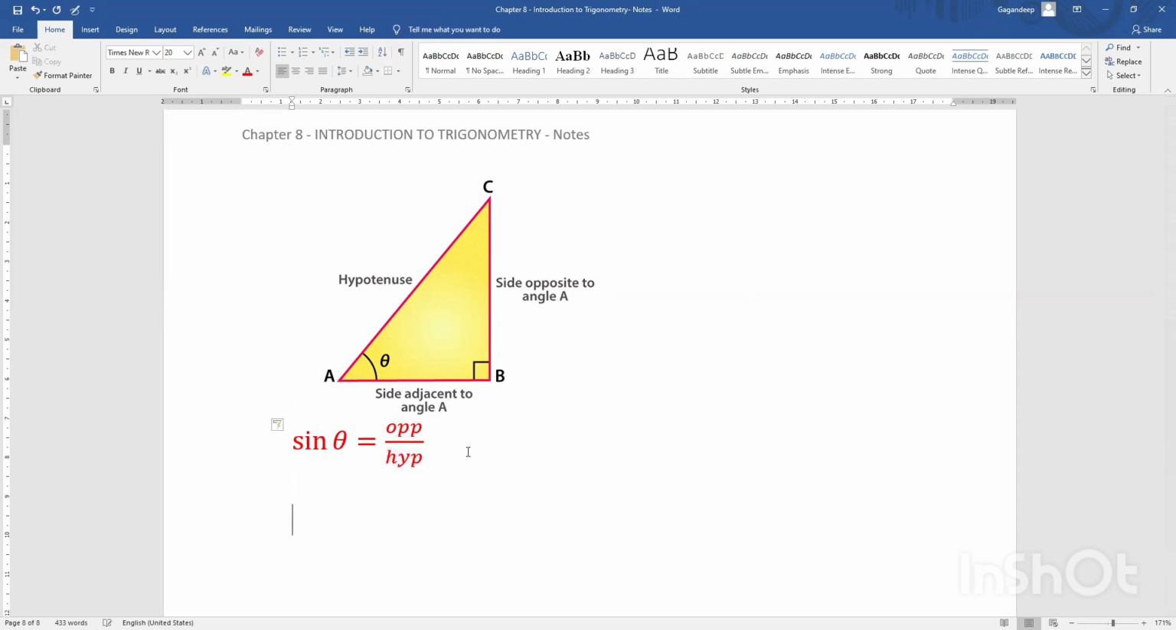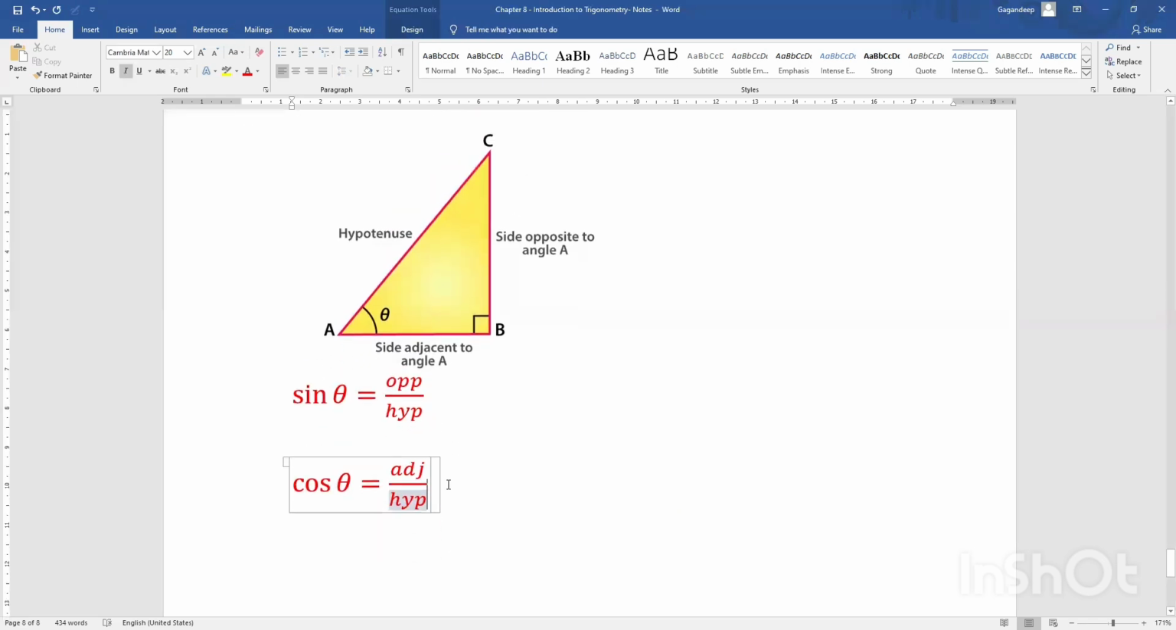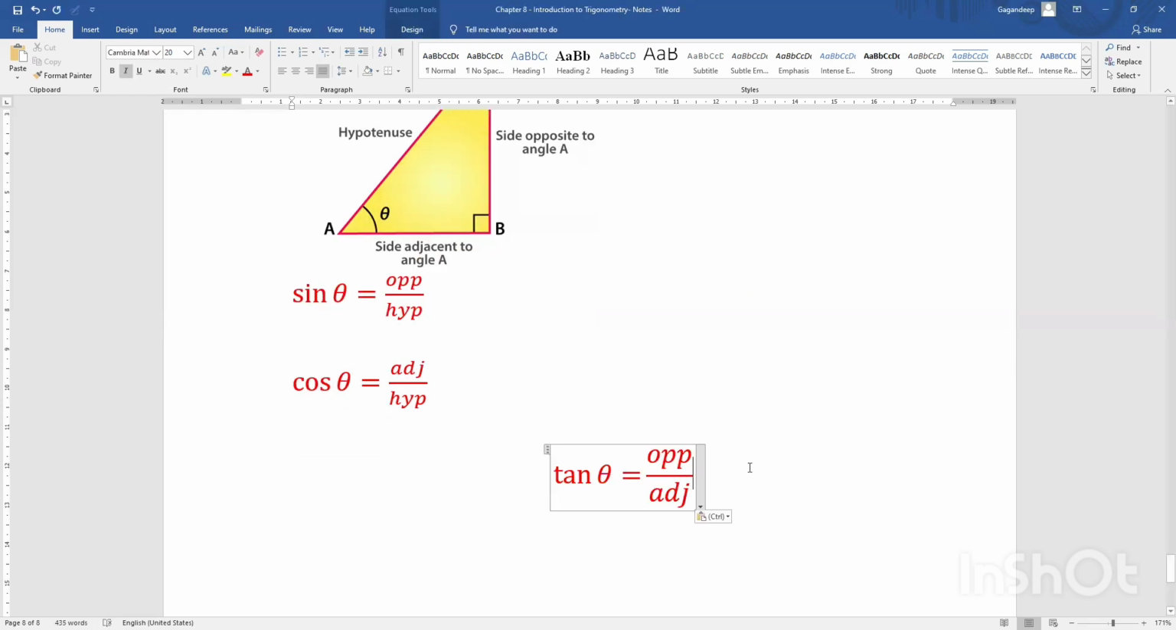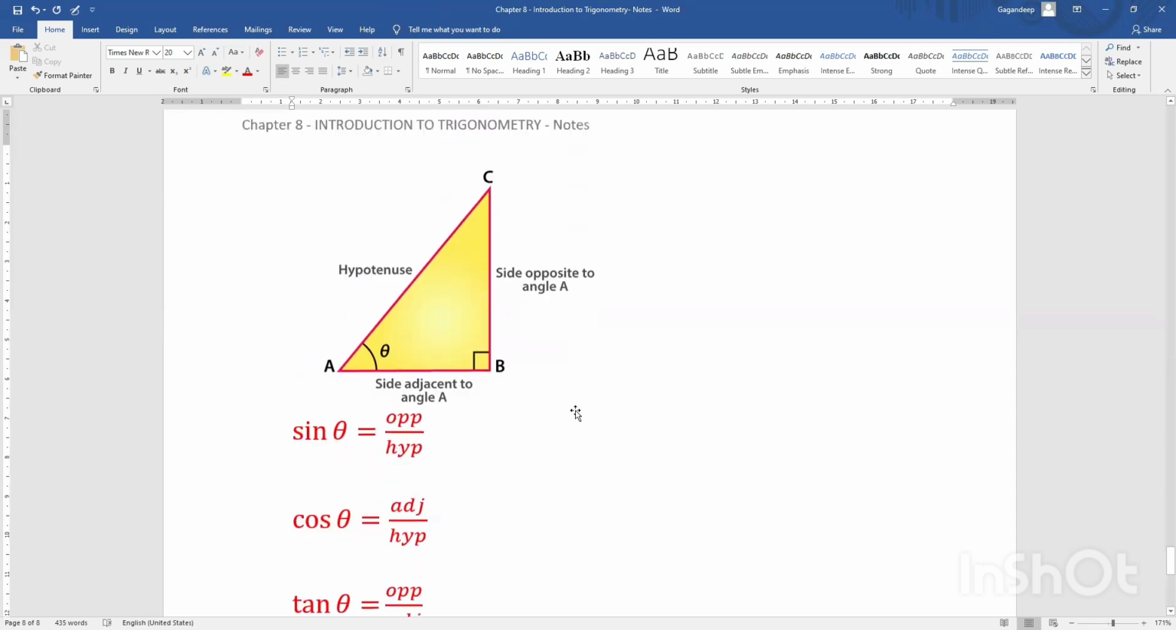And then we have cos theta, which is nothing but adjacent by hypotenuse. So adjacent side by the hypotenuse. And then we have tan theta, which is nothing but opposite by adjacent. So these are the first three ratios. Sine theta is opposite by hypotenuse, cos theta is adjacent by hypotenuse, and tan theta is opposite by adjacent. Okay, children.